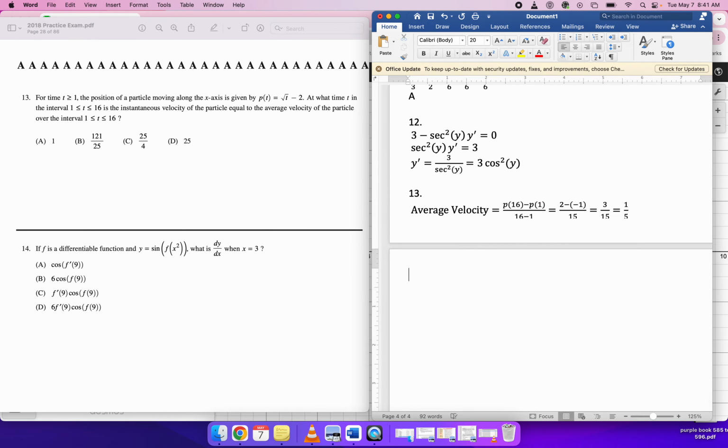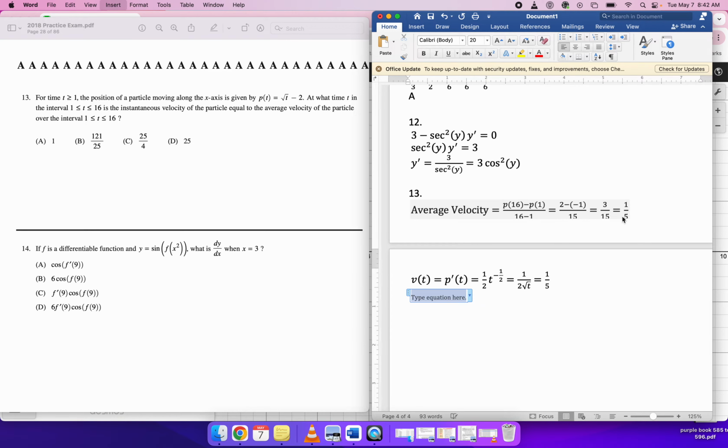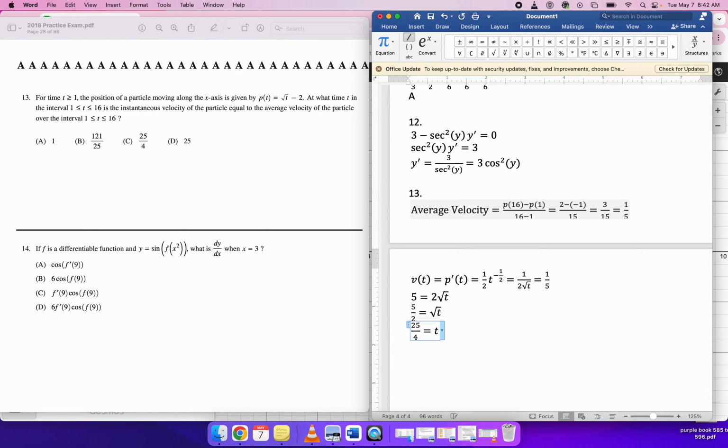And the question is, when is the instantaneous velocity, in other words, the derivative of position, equal to that number? So velocity is, of course, p prime of t, which is 1/2 t to the -1/2, which is 1 over 2 root t. And I want to know, when is that guy equal to 1/5? So set it equal to 1/5 and solve. Maybe cross multiply. So 5 equals 2 root t. Divide by 2. Square both sides. Looks like it's C.